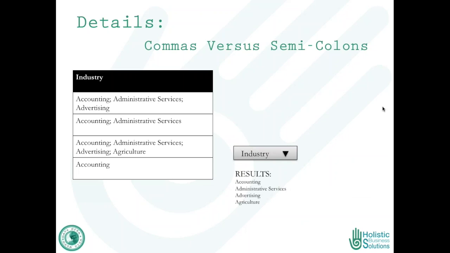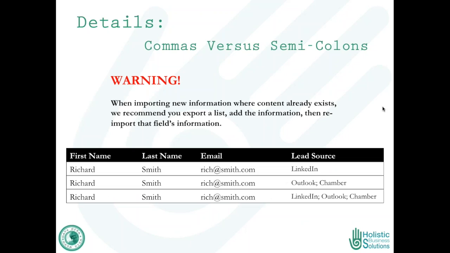If you run a report and try to filter on industry where semicolons are used as the delimiter, you will end up with each of your 4 distinct industry types as searchable criteria, as shown here. Let's skip ahead for a moment and pay attention to a warning that applies when importing a multi-pick list batch of information. When importing new information where content already exists in your system, we recommend you export the list, add the information, then re-import the field's information.